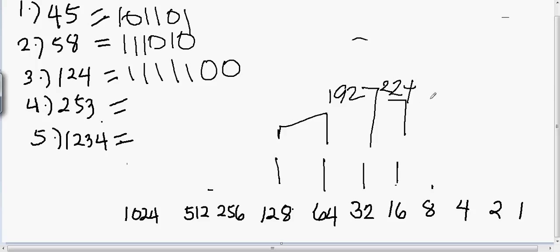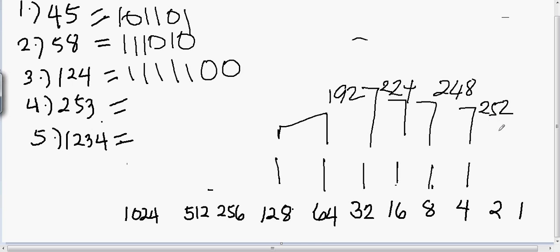Okay, next, can we add 8? Yes, because 224 plus 8 is equal to 248. Okay, so 248 plus, let's try 4. Plus 4 equals 252.